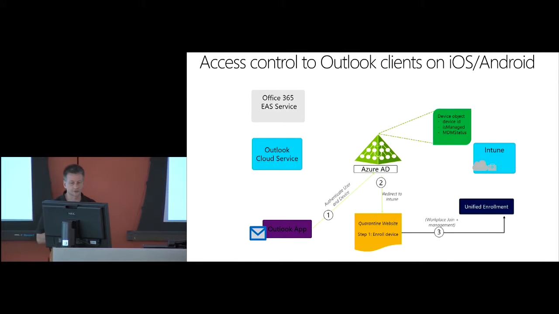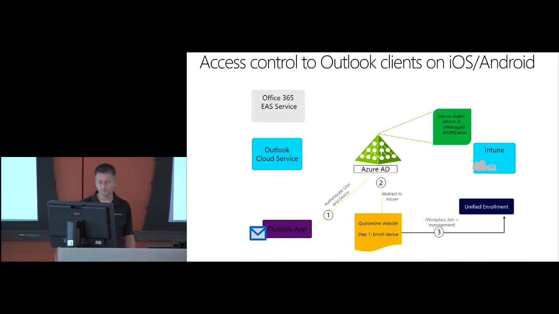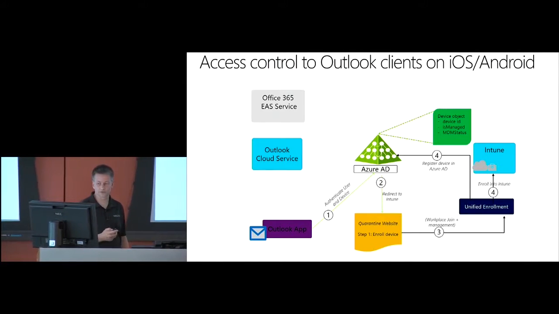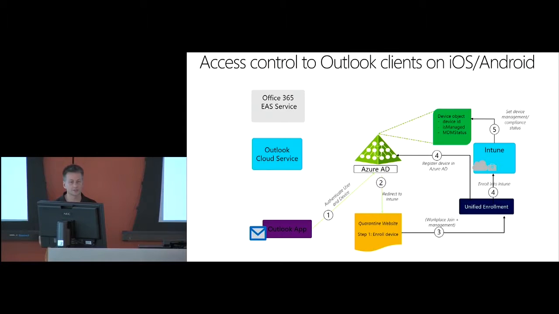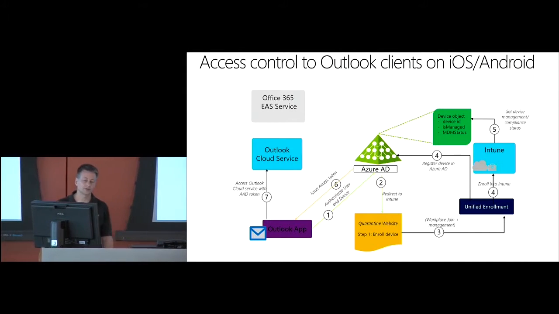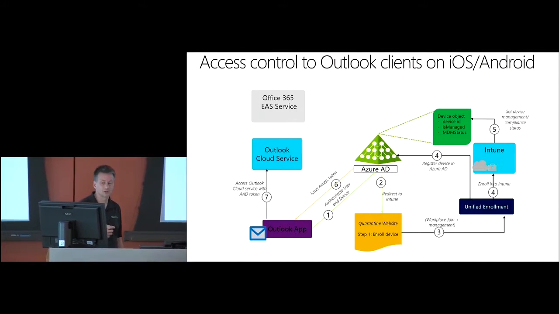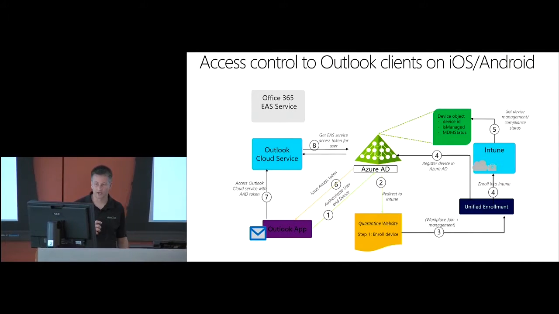We're going to ask for the device to be enrolled. We're then going to enroll the device into Intune. Intune is then going to pass that information back to Azure Active Directory. We're going to say that it is now managed and is compliant. Azure Active Directory is then going to issue that access token, and the Outlook app is then going to be able to connect to the Outlook cloud service and then be able to access Office 365.